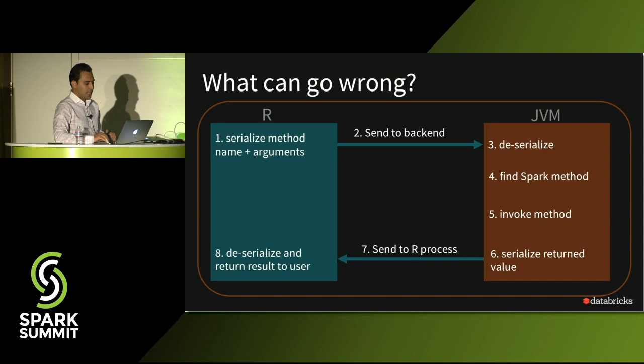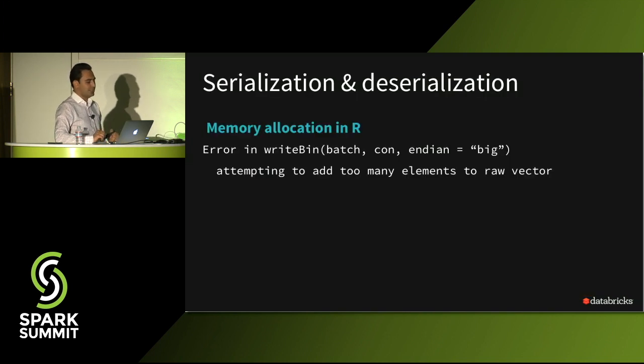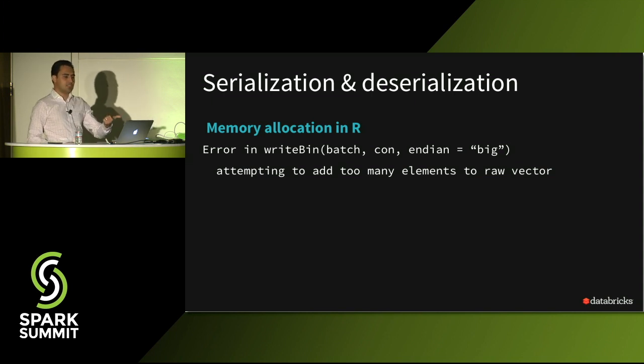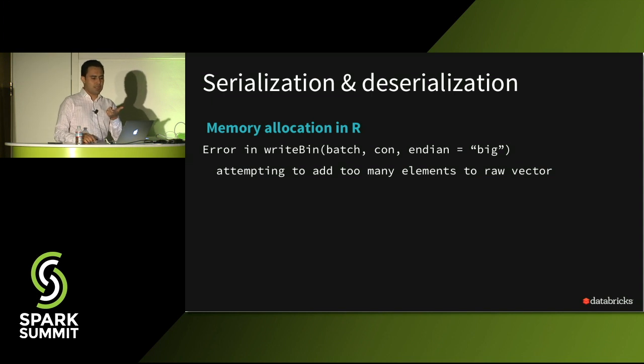Now, let's look at some examples. First one is serialization and deserialization. This is one of the errors we saw with customers. The error that the customer was seeing was writeBin attempting to add too many elements into a raw vector. Why is this happening? As I said, SparkR will serialize everything into a message and send it over the network. And at that stage, if you're trying to do that on too large data, basically you have a very huge argument list, R will give an error from the writeBin method, and it fails. Your call will fail and it will stop right there. Okay, so this is one example.